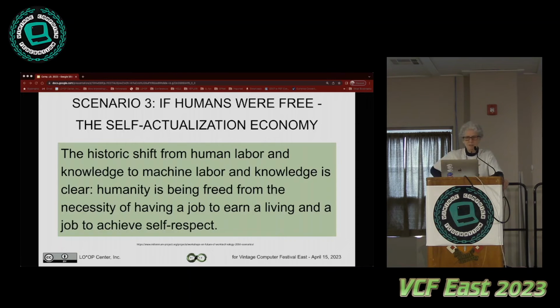So their positive scenario is human labor and knowledge to machine labor and knowledge, freedom from the necessity to have a job and earn a living, to achieve self-respect. So this self-esteem, the perception that you're okay if you don't work, that it's all right to be what used to be a starving artist. You don't have to be a starving artist anymore. You can be an artist and skip the starving. That doesn't mean the end of capitalism. It doesn't mean the end of competition. It means a choice between whether you want to compete in the economic realm or whether you want to use your life to pursue something different.